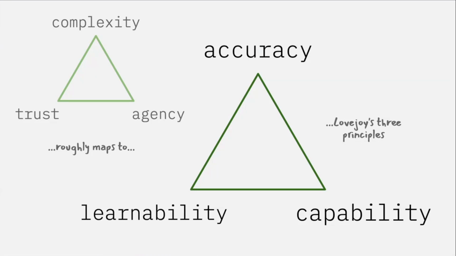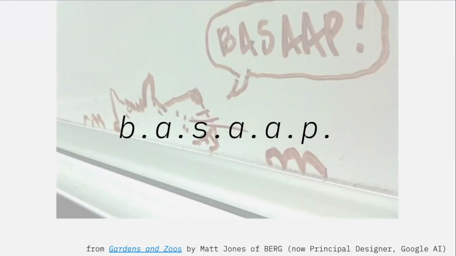So all that to say, ultimately, you want to do what the late, great Studio Berg described as BASAP. You want to be as smart as a puppy. That was one of their internal slogans. This is from a presentation by Matt Jones, who's now a principal designer at Google AI. And it was borrowed from a phrase by AI scientist Rodney Brooks, who said, we'll be lucky if we can be as smart as a puppy. And the reason for this, why do you want to be as smart as a puppy? Why do you want to BASAP?